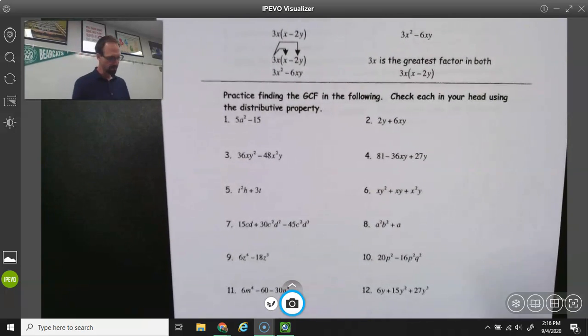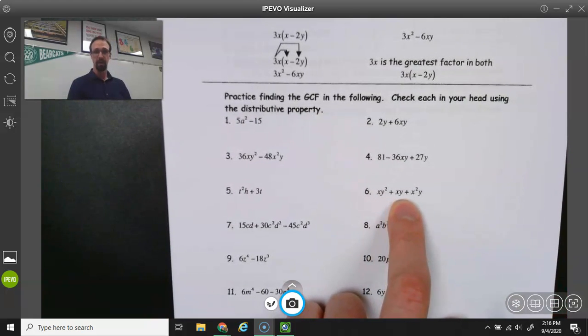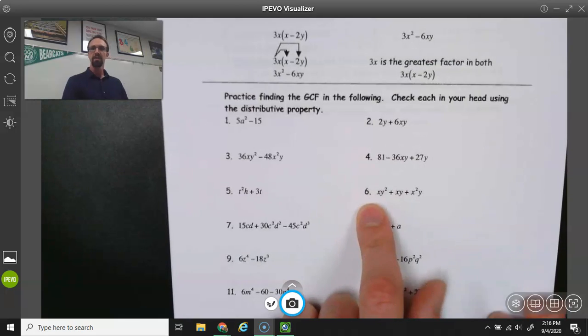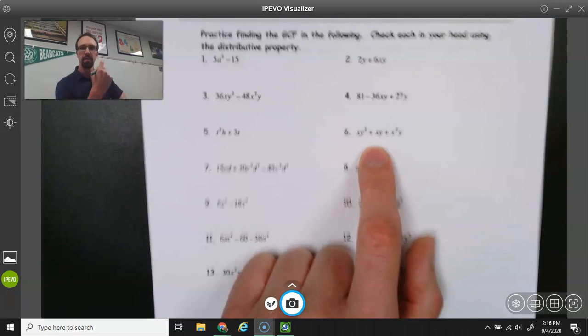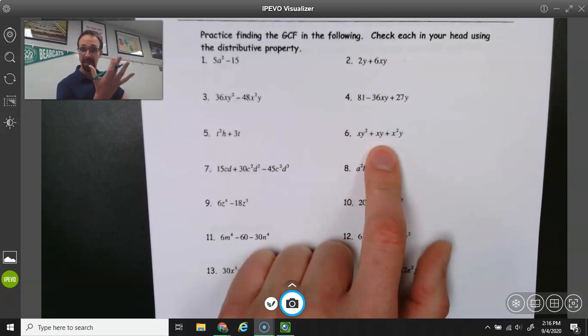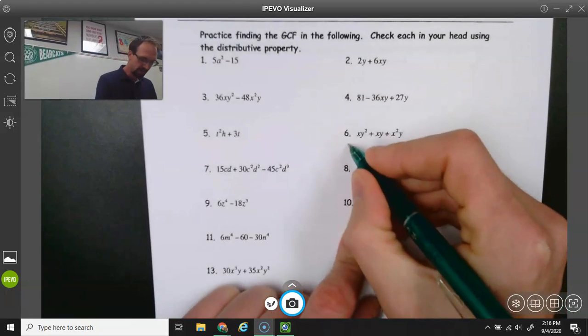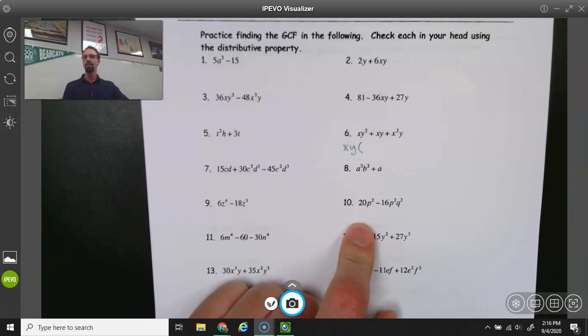I'm going to do number 6. Number 6, I have xy squared plus xy plus x squared y. So again, I'm looking for terms that I can take out of all of them. All of them have an x, and all of them have a y, so I can take an x and a y out of all of these. So if I factor an xy out of all of these, what's left?